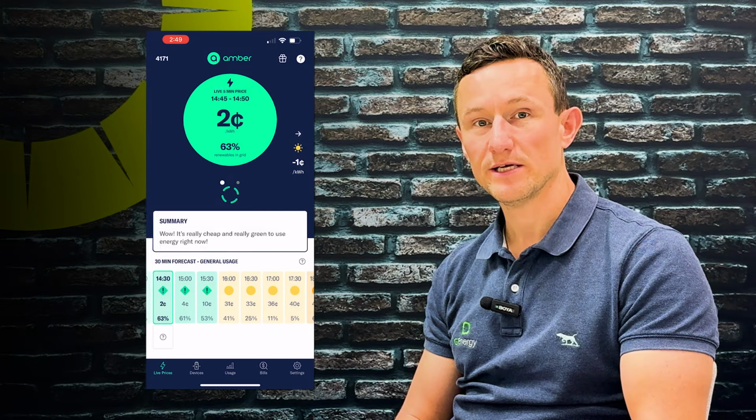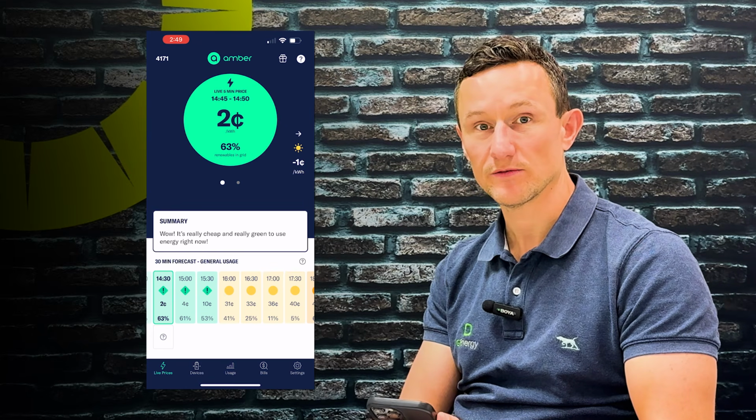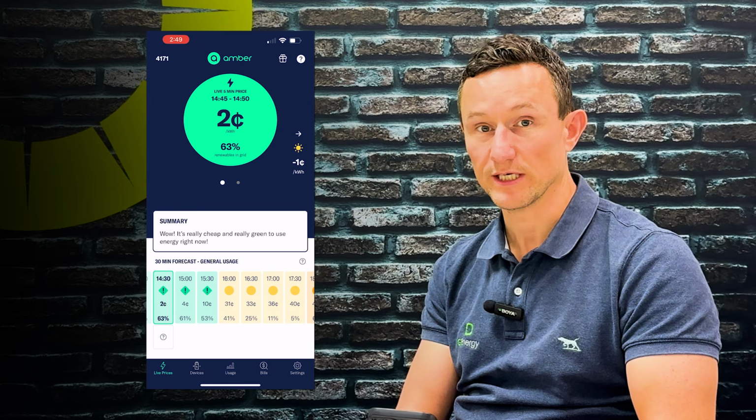Today I'm going to run you through the Amber Electric app. So when you open the app, you're going to come onto the home page. On your home page, you'll see the big green circle that shows what the current buy rate is for energy. So right now, if I was purchasing energy from the grid, I'll be paying 2 cents.